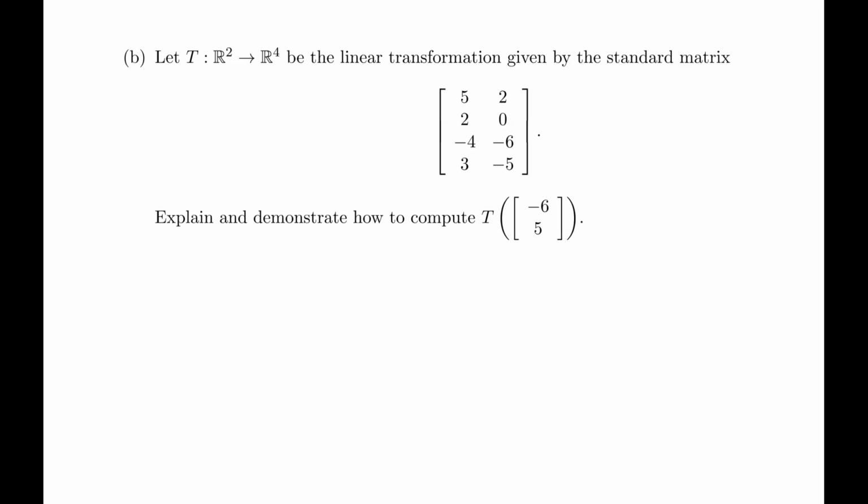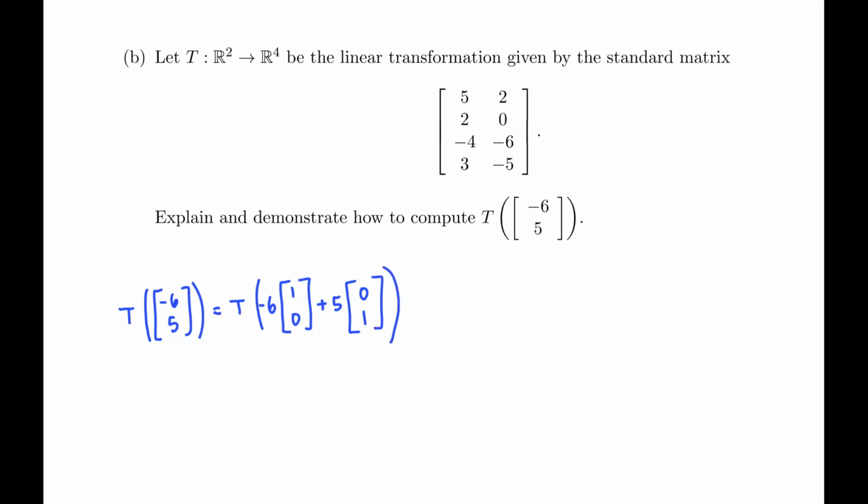and use those standard basis vectors, you would do something like: okay, I need to show that T of (-6, 5), well, I can decompose this into a linear combination of those standard basis vectors. So this is equal to T of -6 times our vector (1, 0), plus 5 times our vector (0, 1).